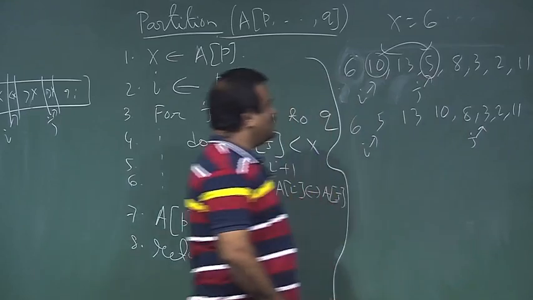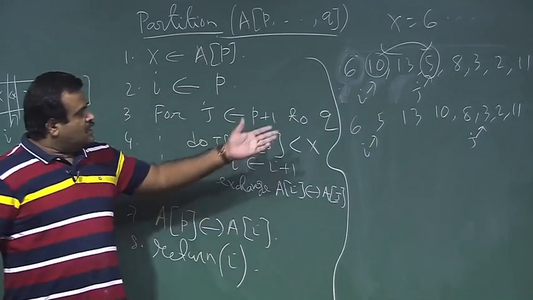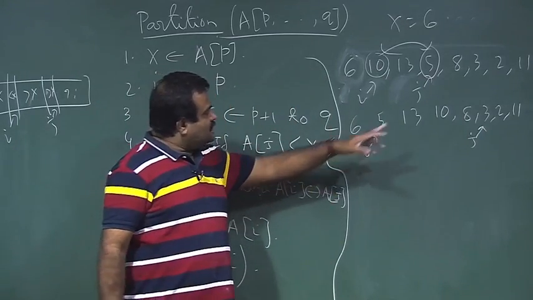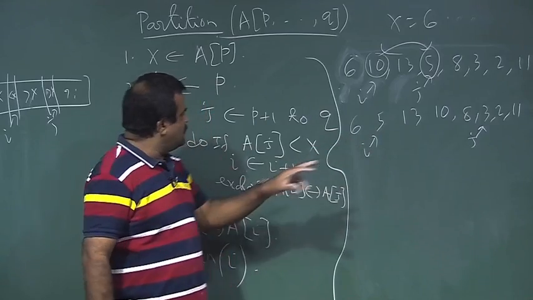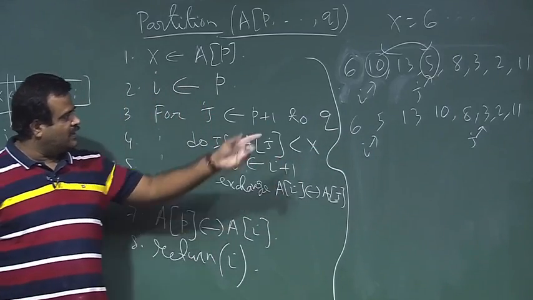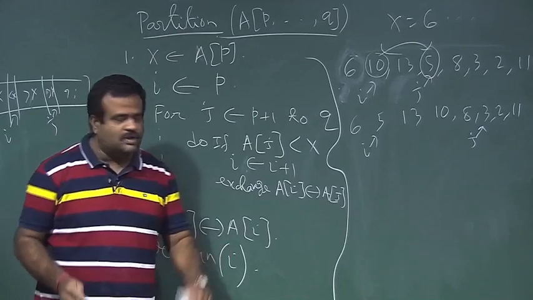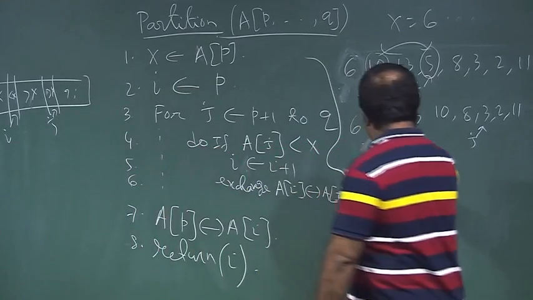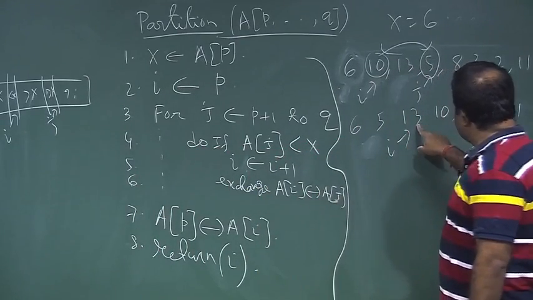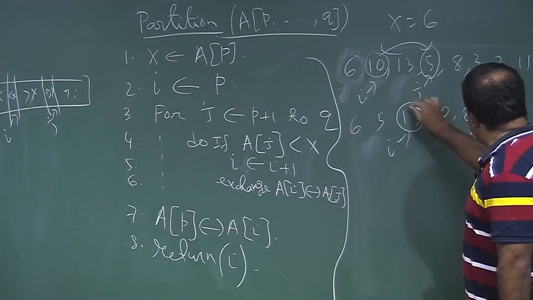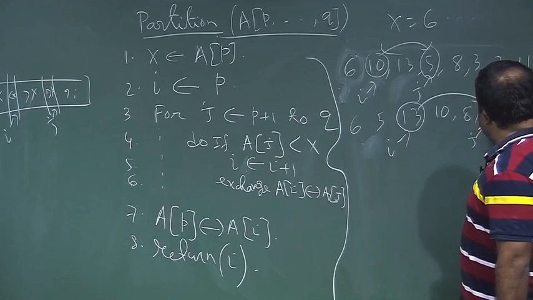Now, AJ is 3, which is less than pivot element 6. Now, we got a problem. Now, we need to do something. So, what is that? We increase I by 1 and we know the element sitting over here is less than. So, we just exchange this and this.